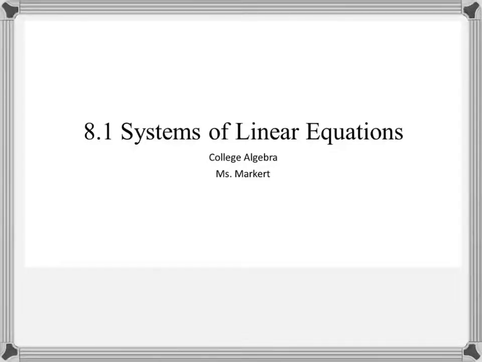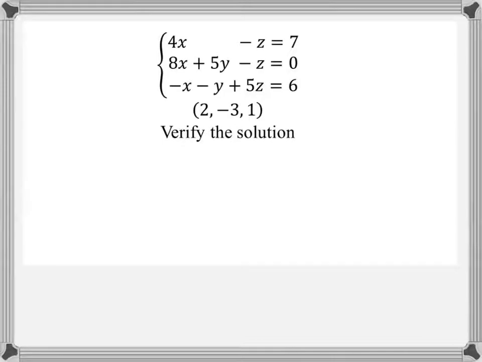Systems of linear equations. First we're going to start with a 3x3 system, a system of 3 equations with 3 variables, and verify the solution. When you're given an ordered pair, or in this case an ordered triple, as the solution, you should assume that the values are written in alphabetical order. So 2 is our x value, -3 is our y value, and 1 is our z value.